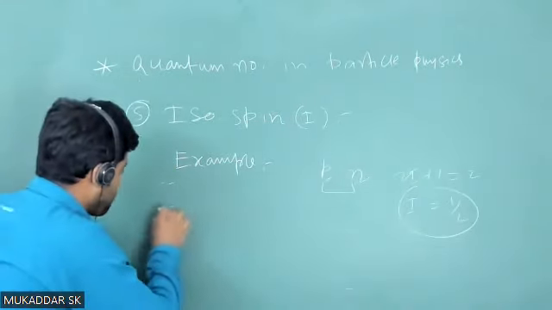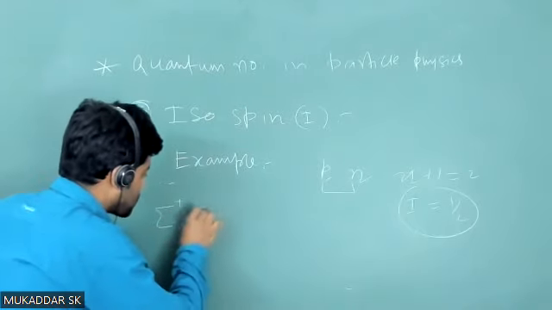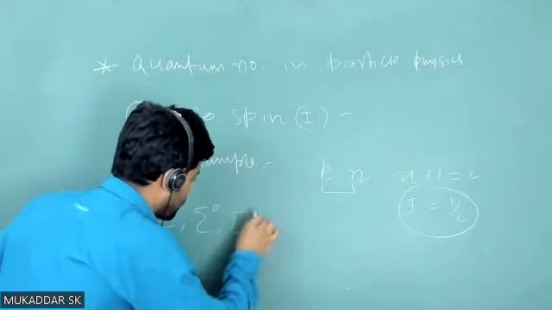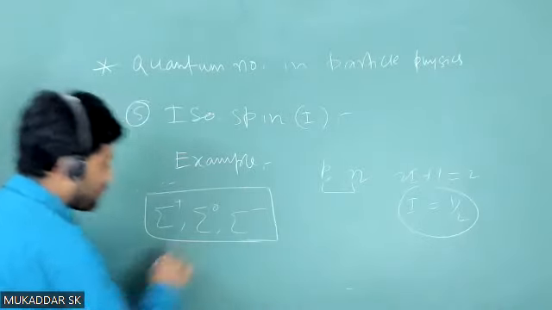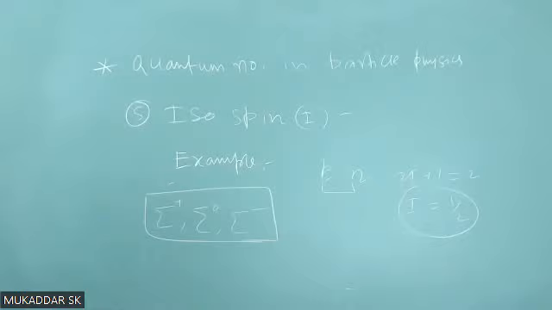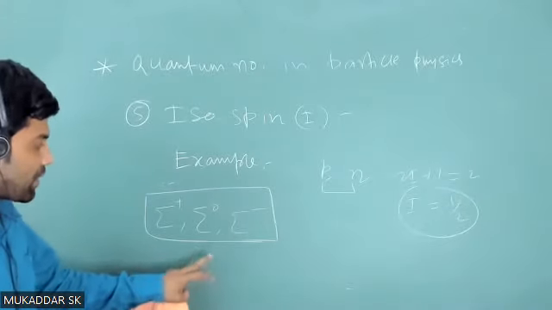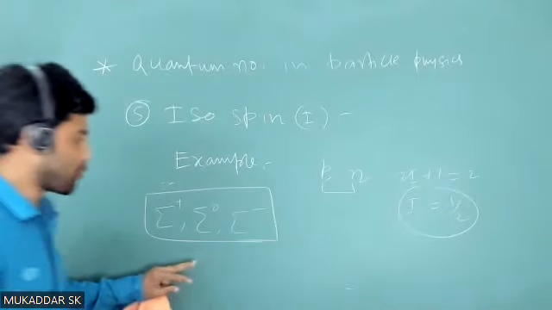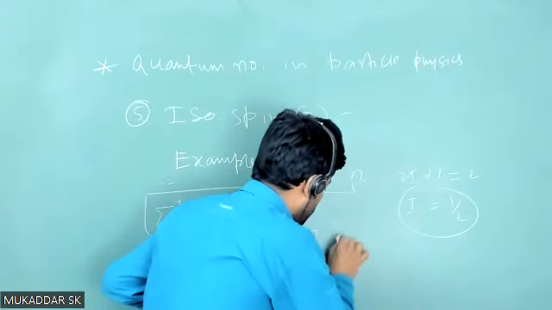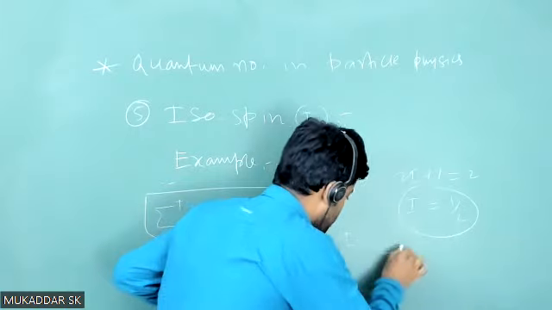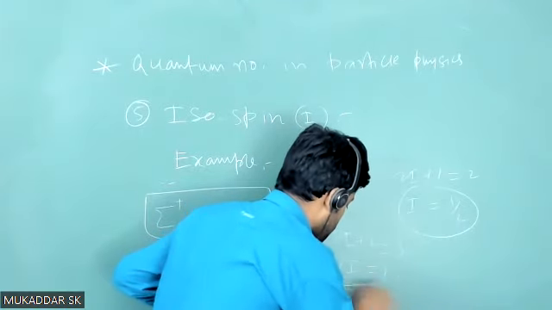Similarly you have sigma plus, sigma 0 and sigma minus. They have not exactly same mass but they have nearly same mass, spin is same and strangeness is also same. So they are grouping together and assigned quantum number 2I plus 1 equals M, M is 3 here, and I will be 1.